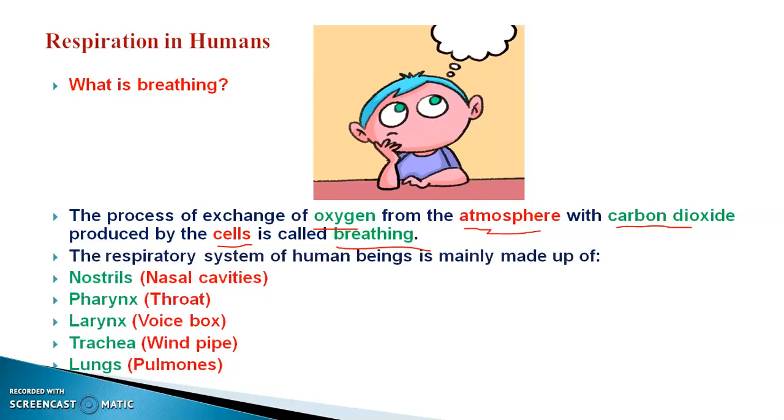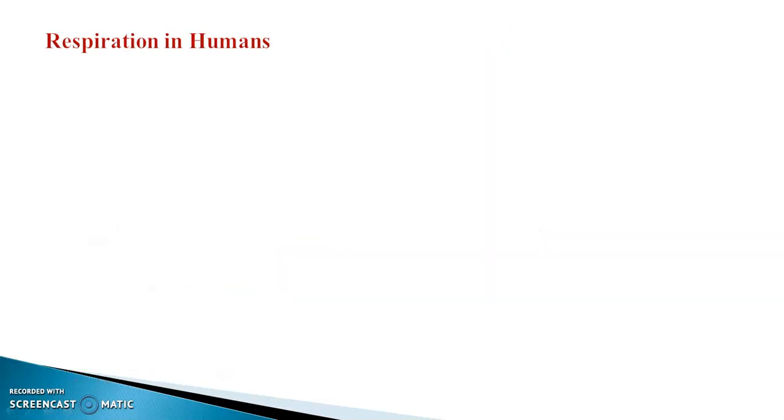Breathing involves various organs, and these organs constitute the respiratory system in human beings. The respiratory system includes the nostril and nasal cavities, pharynx, also known as the throat, larynx, the voice box, trachea, the windpipe, and the lungs. These different organs together form our respiratory system in human beings.